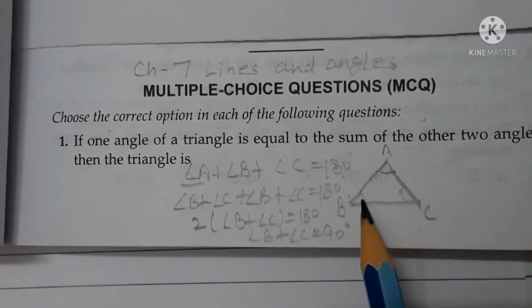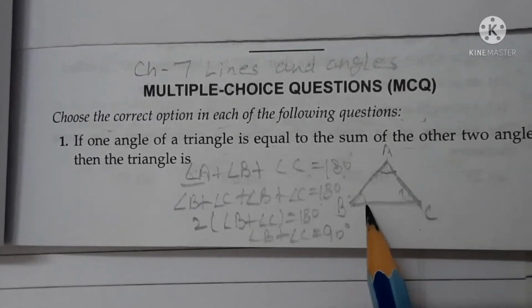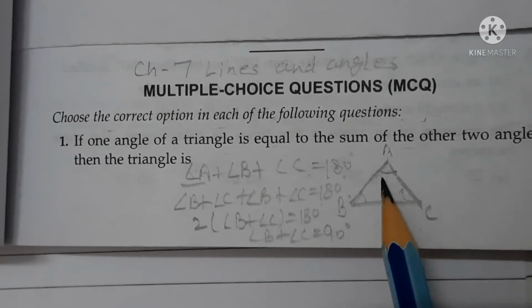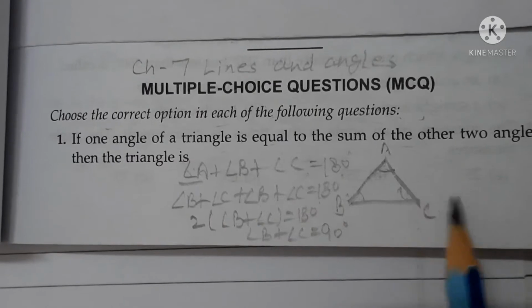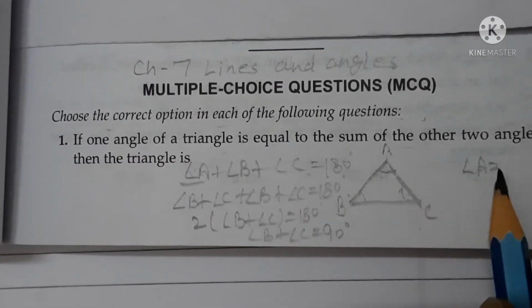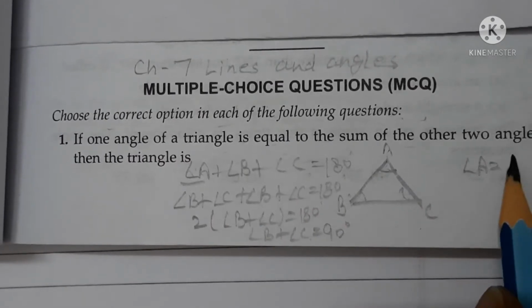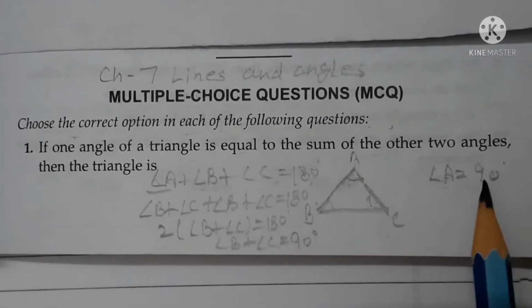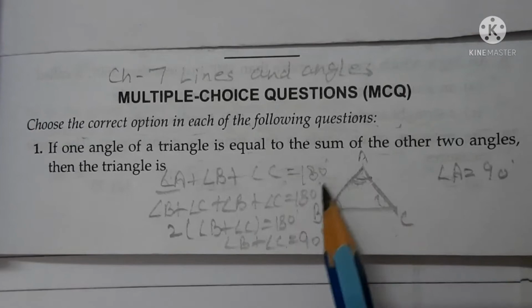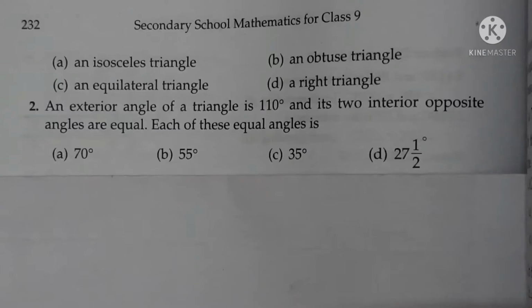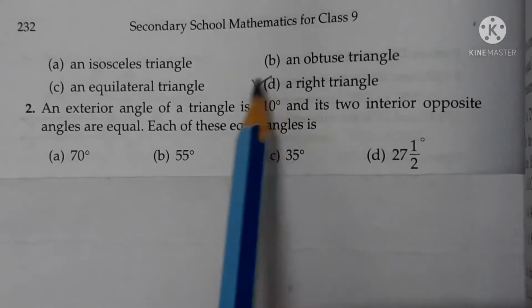So here the sum of angle B plus C will be 90. So A is equal to angle B plus C, meaning angle A is 90 degrees. So this is the right angle triangle. So among the options, option D is correct. Next, question number 2.